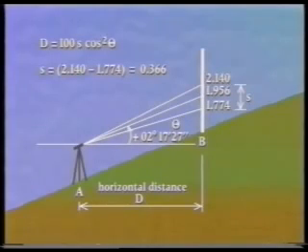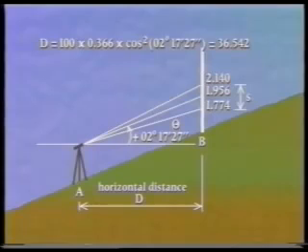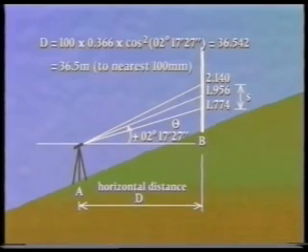Therefore, D is equal to 100 times 0.366 times cos squared 2 degrees 17 minutes 27 seconds, which equals 36.542, which equals 36.5 meters. Remember, any reading error is multiplied by the K value of 100, so even a misreading of only 1 millimeter will cause a distance error of 100 millimeters. For this reason, any horizontal distances should only be quoted to the nearest 100 millimeters.